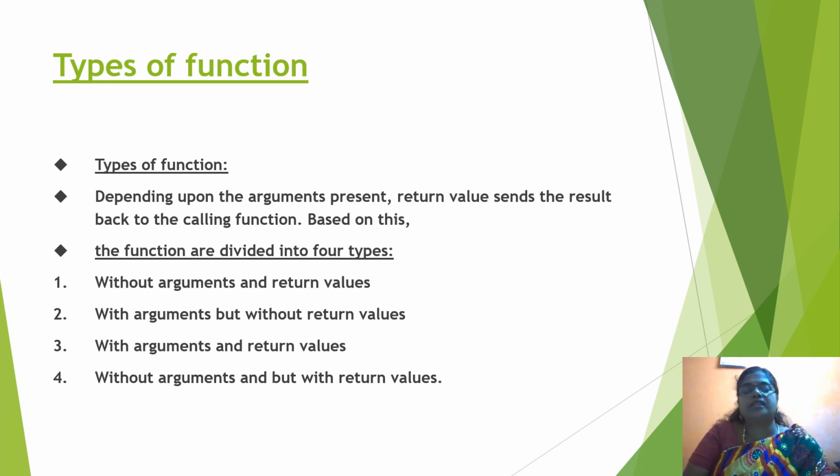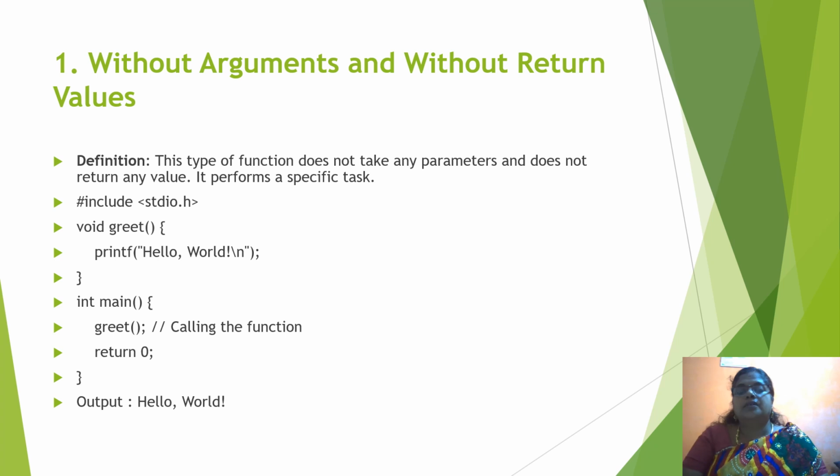Types of functions depend upon the arguments present and whether a return value sends the result back to the calling function. Based on this, functions are divided into four types: without arguments and without return values, with arguments but without return values, with arguments and return values, and without arguments but with return values. Without arguments and without return values: this type of function does not take any parameters and does not return any value. It performs a specific task. In this example program, read is a function that just prints the message hello world.